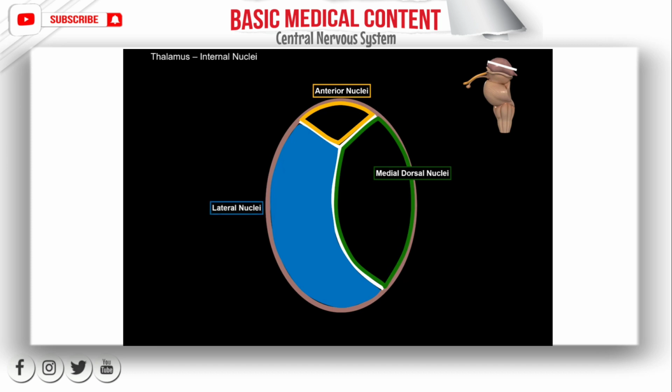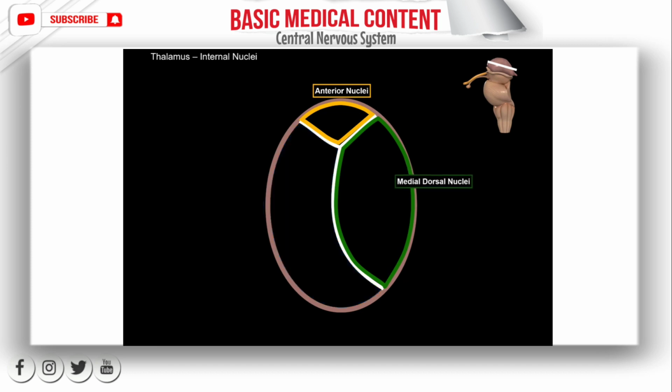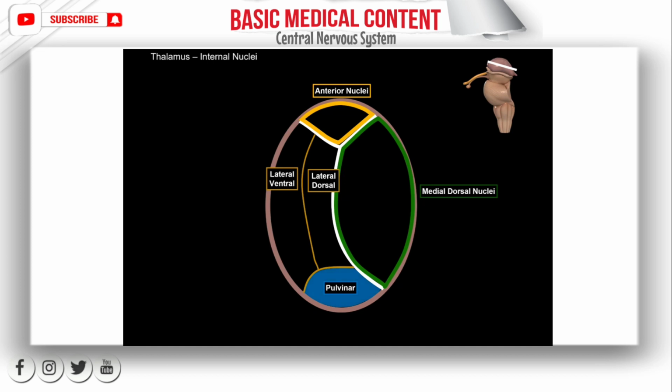Now, let's do the lateral group of nuclei. The lateral group of nuclei is divided into the lateral dorsal row and the lateral ventral row. And all the way on the back here, we have the pulvinar. The lateral dorsal row is divided into 2 portions. It's divided into the lateral dorsal nuclei and the lateral posterior nuclei.